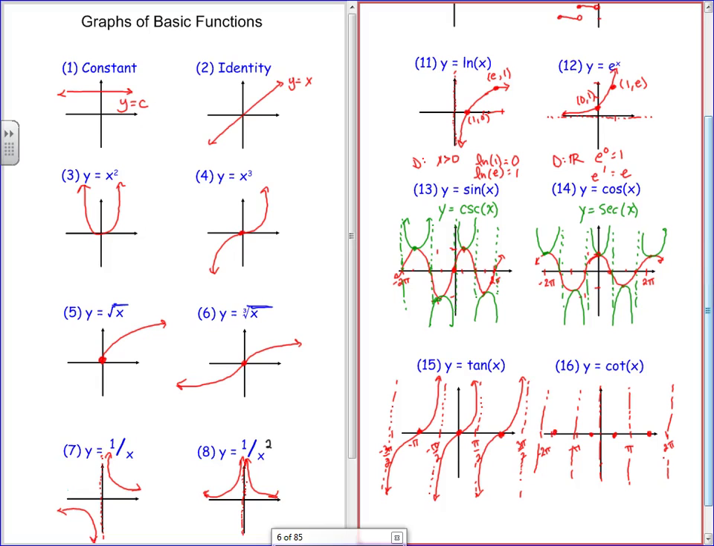However, cotangent swoops the other way. He goes concave up before, then concave down after. Concave up before, concave down after.